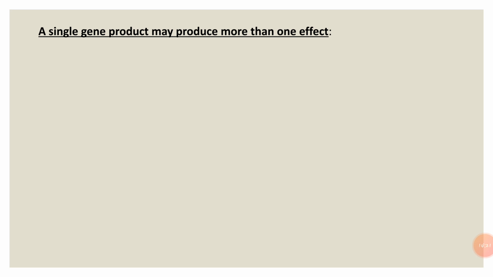As I said, a single gene is going to control a character, right? As it has the capacity to produce polypeptide chains or proteins, it is going to control a character. But a single gene product can also have more than one effect. So what is the best example for that?